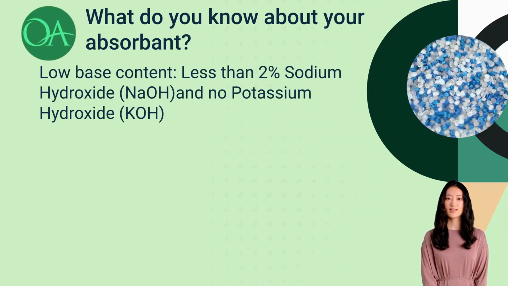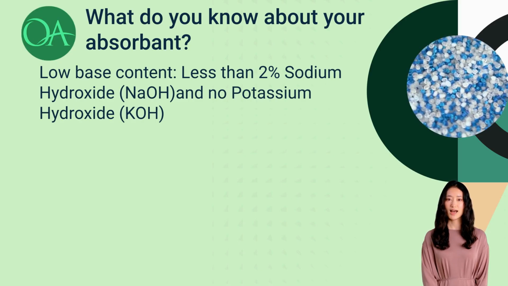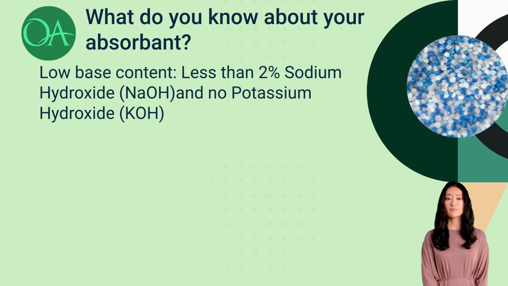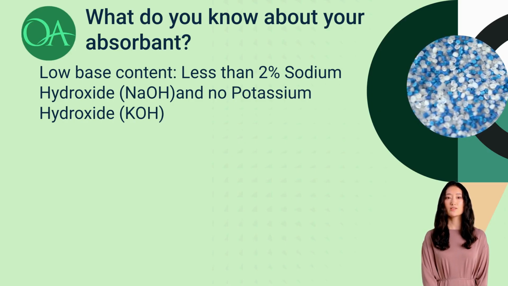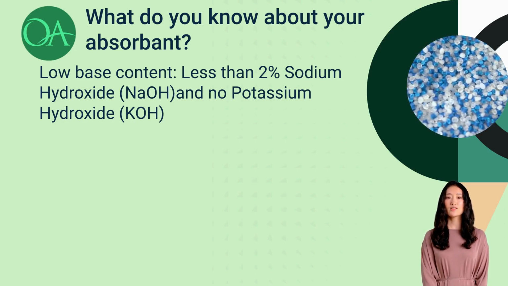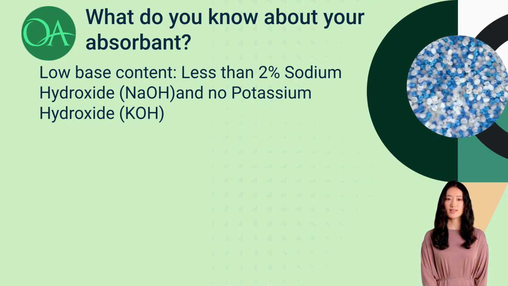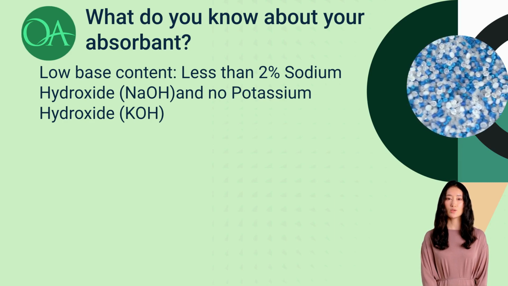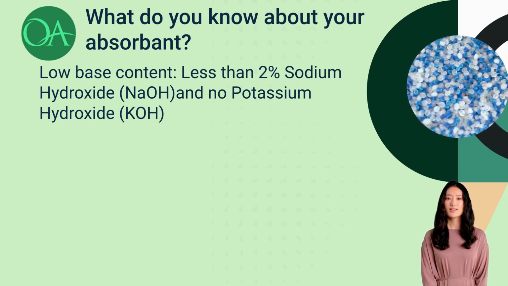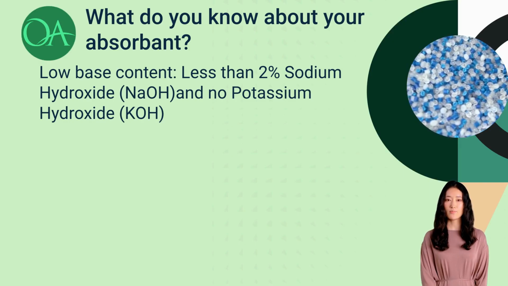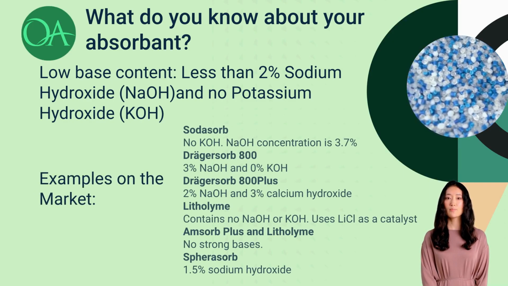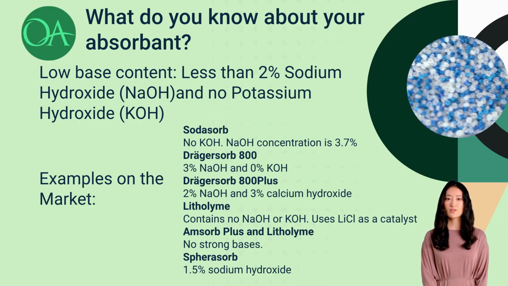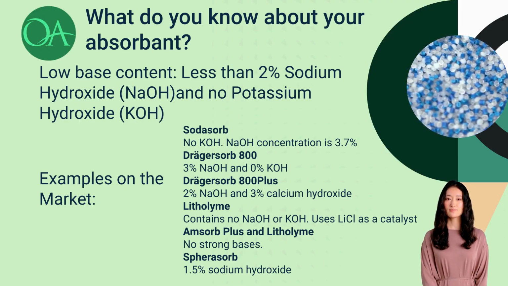Modern formulations of CO2 absorbents have evolved to enhance safety and reduce the production of harmful byproducts such as Compound A and carbon monoxide. Many of these formulations have significantly reduced sodium hydroxide, NaOH, and entirely eliminated potassium hydroxide, KOH. The general trend among manufacturers is to develop CO2 absorbents that minimize or eliminate strong bases to mitigate the production of Compound A and carbon monoxide. Here are some examples on the market as of 2024. It is advised to review the particular composition as current formulations are constantly changing.